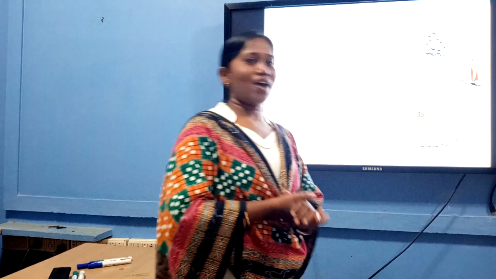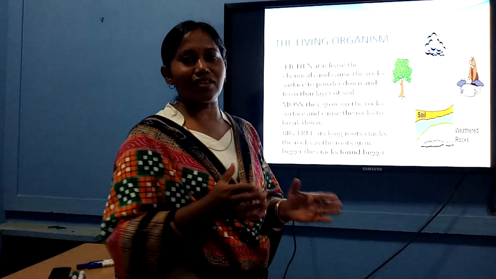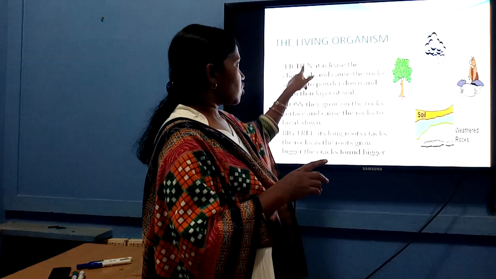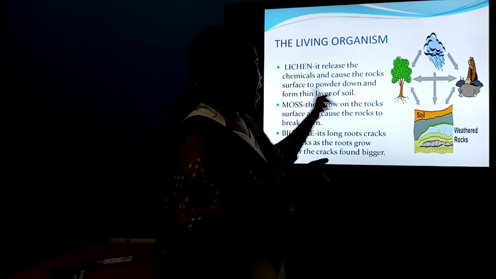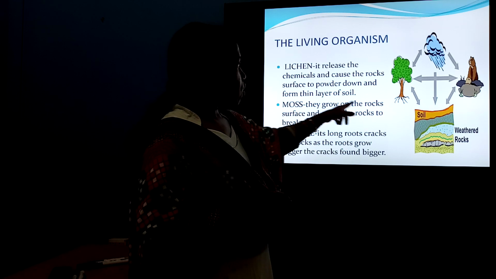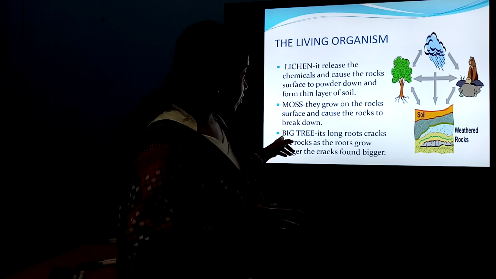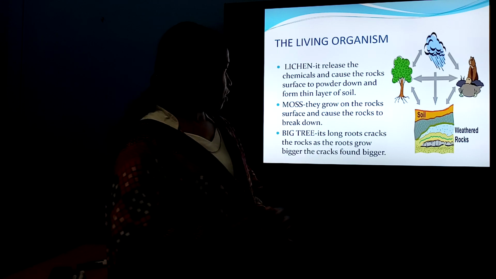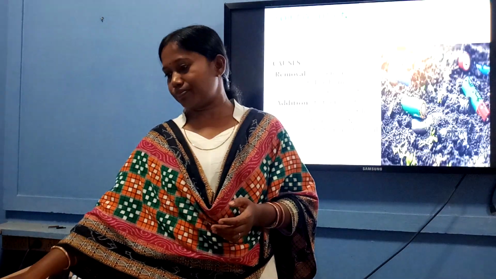Now living organisms are also involved in the formation of soil, like lichen. What is lichen? Lichen is the symbiotic relationship between algae and fungi. These lichens release chemicals and cause the rock surface to powder down and form a thin layer of soil. Mosses grow on the rock surface and cause the rocks to break down. Even a big tree's long roots crack the rock, as the roots grow bigger and the cracks get bigger.